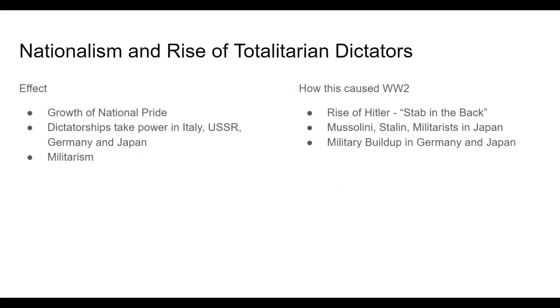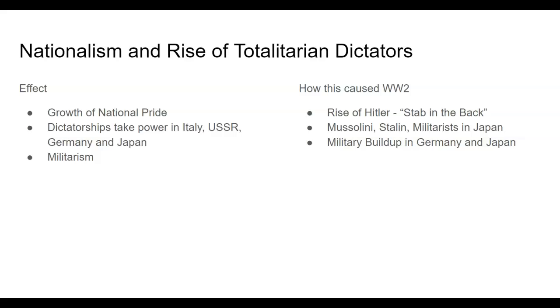Okay, next up, nationalism and the rise of totalitarian dictatorship. This goes hand in hand with the rise of Stalin. It comes out of a growth in national pride that is fully massaged, pushed, and built on by the dictators who will come to power. Dictatorships take power in Italy, the USSR, Germany, and Japan, and also in some of the smaller, less powerful countries of Europe. Really, only France and England do not become dictatorships, along with Czechoslovakia. And it leads to a rise in militarism, the glorification of the military.